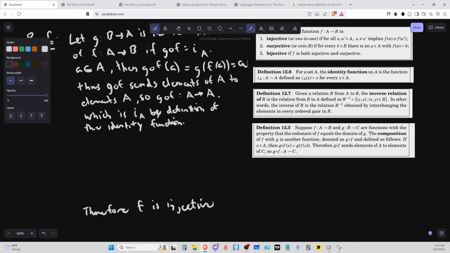Sends the elements of A to elements of A, so that the composite function, which is... so now we have to prove that it's an inverse. We actually proved that it is a left inverse. Which is A. Yeah, we probably should.